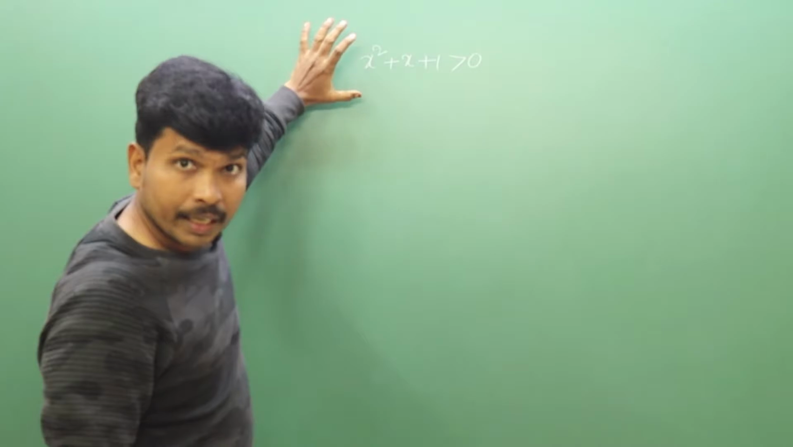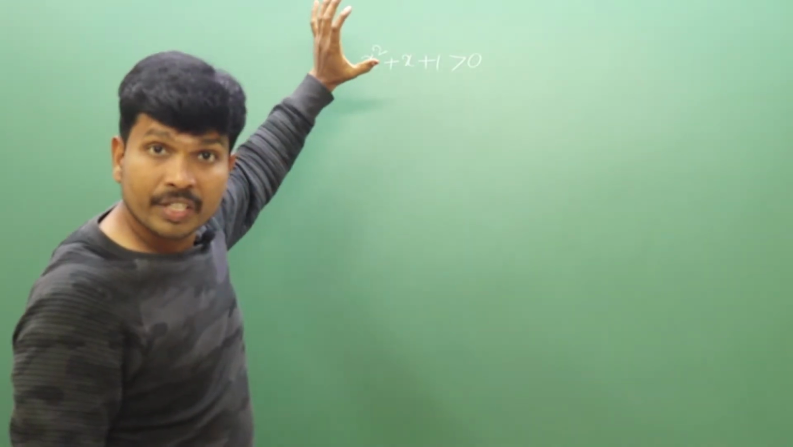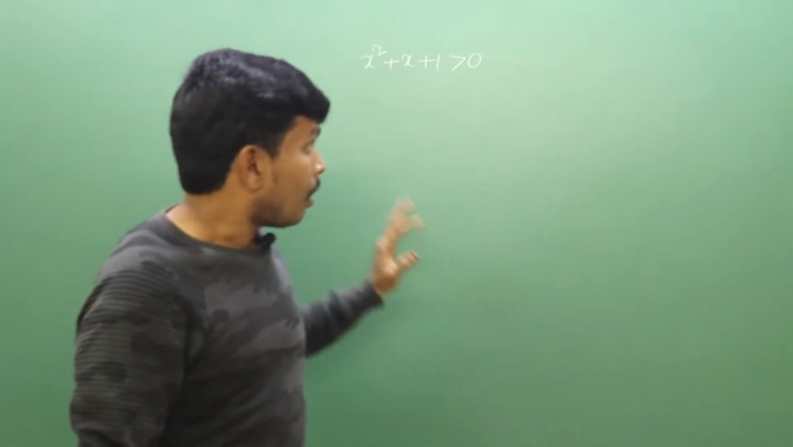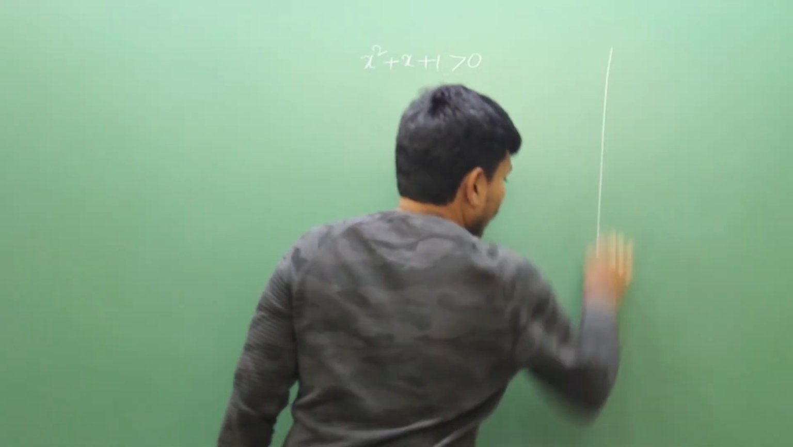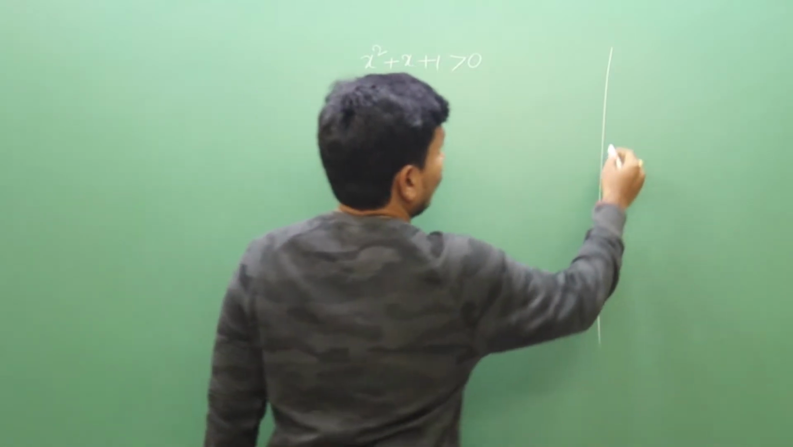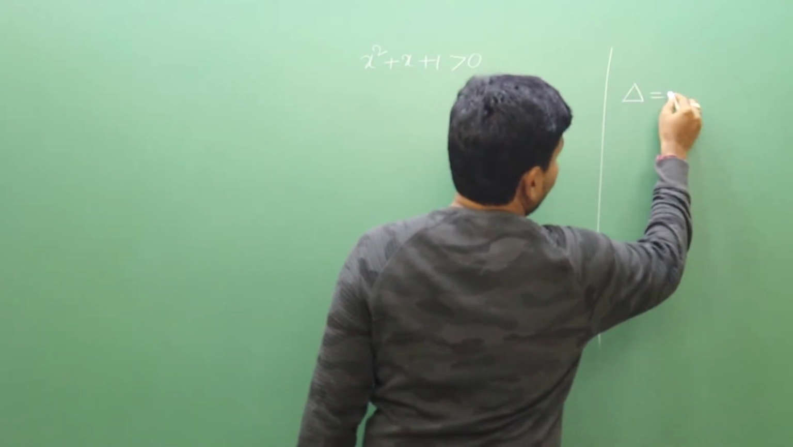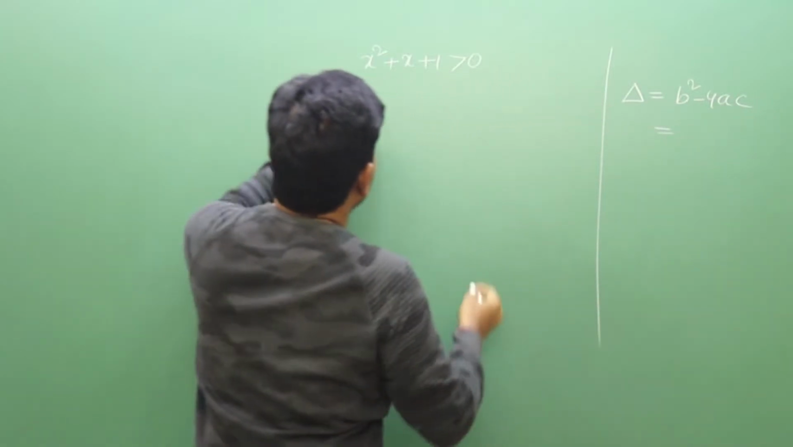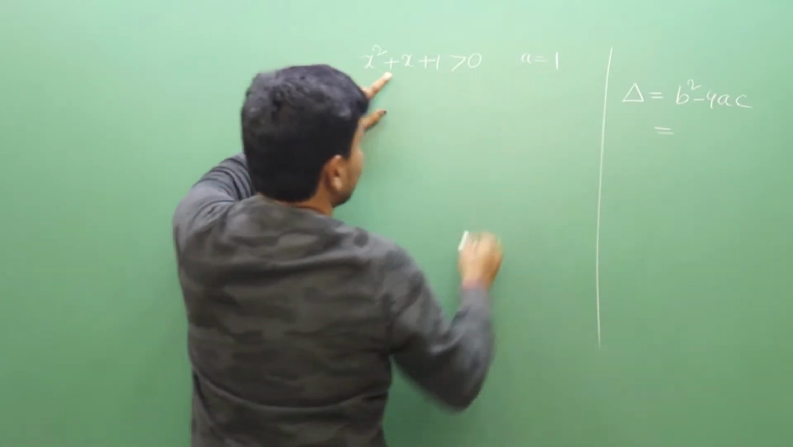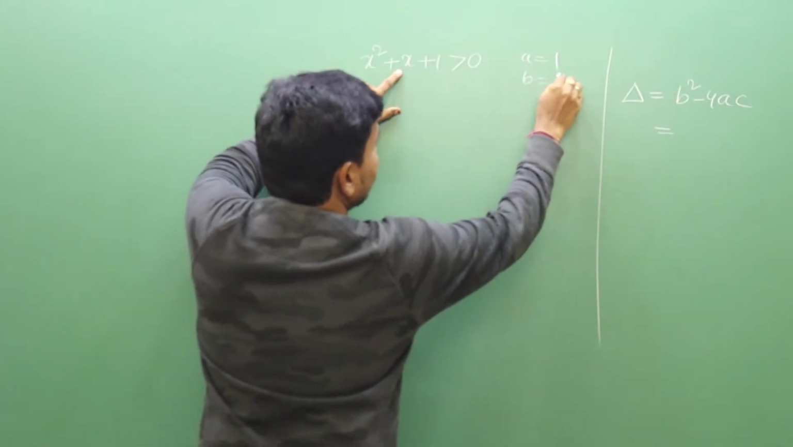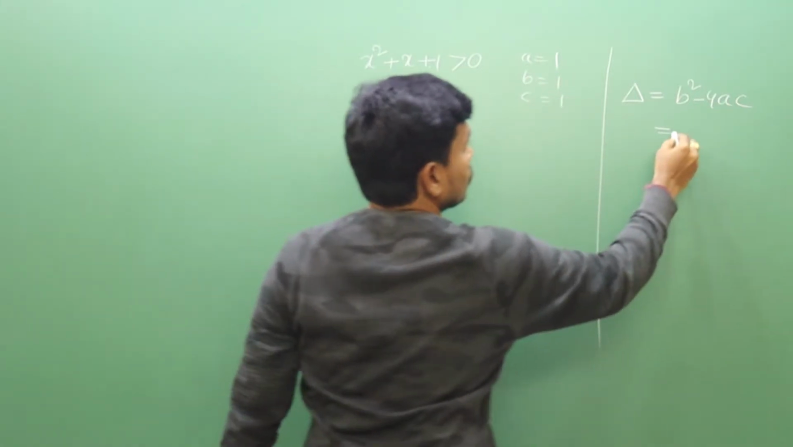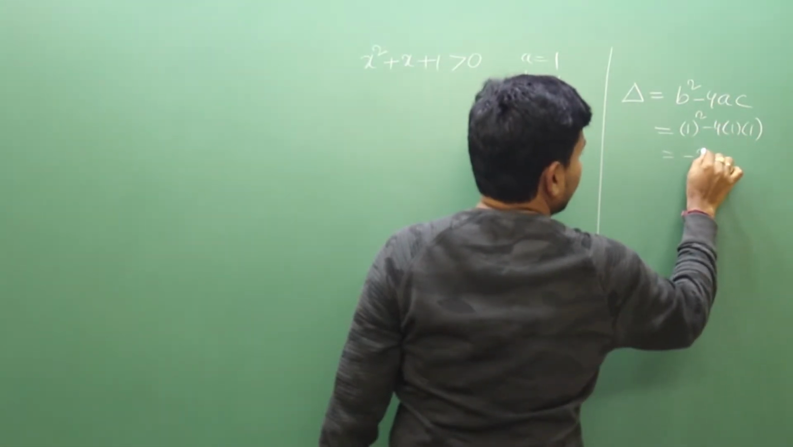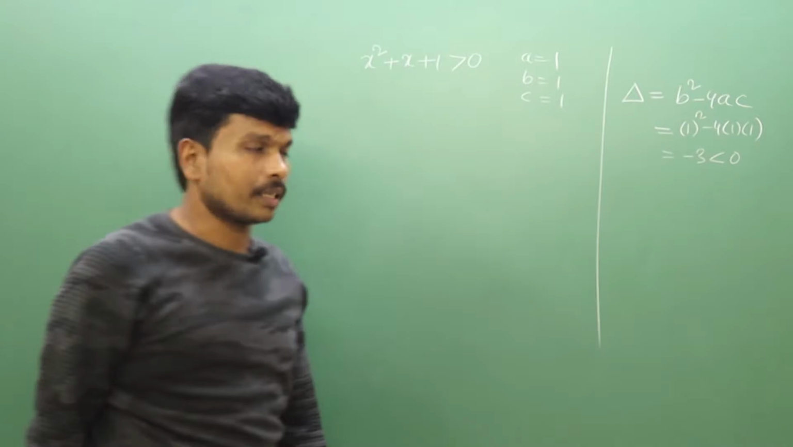First, if any quadratic equation is given, you observe the discriminant. In quadratic equations you have learnt, find the discriminant: delta equal to b square minus 4ac. What is a? A is the x square coefficient, b is the x coefficient, c is the constant. So now 1 whole square minus 4 into 1 into minus 3. What did you get? Less than 0.